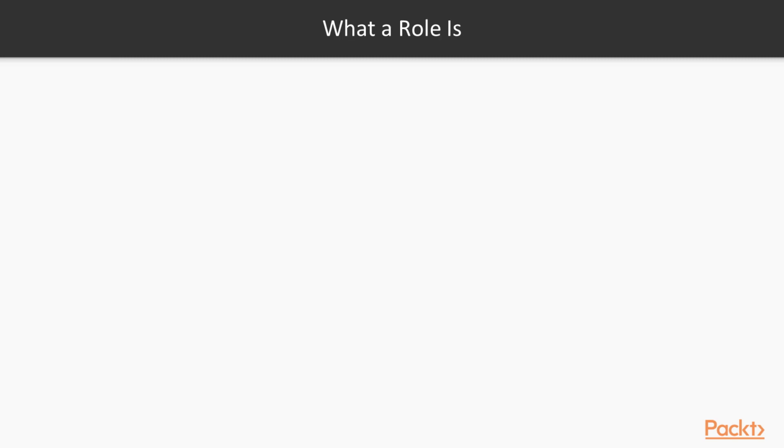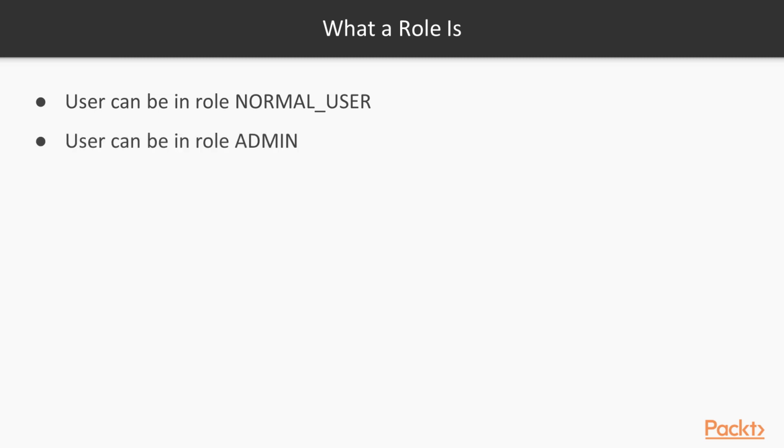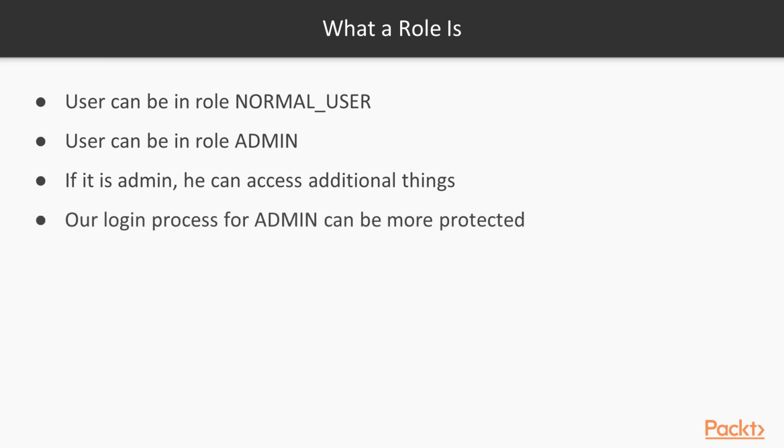So let's start by answering the question of what a role is. What roles can we define? For example, a user can be in the role of normal user. It means that this user is normal and has access to some subset of data and endpoints. But on the other hand, a user can be in the role admin. If he is an admin, he can access additional things. So our login process for an admin can be more protected, for example, but once he logs in, he will be able to access more things because he will be in the specific role admin.